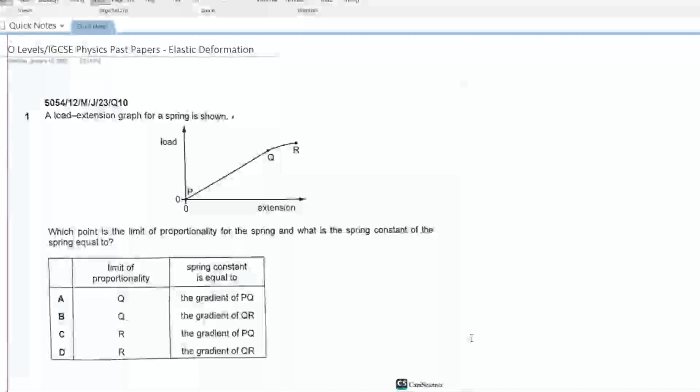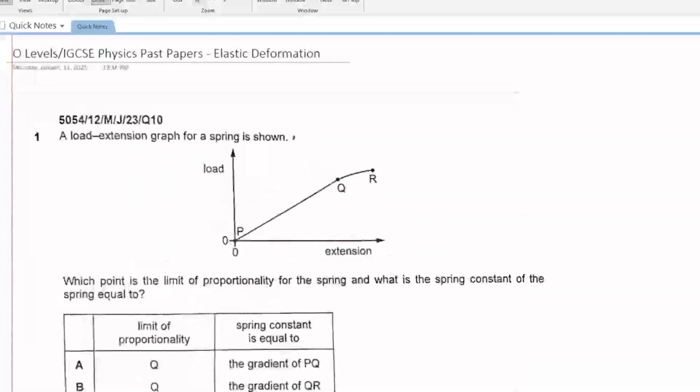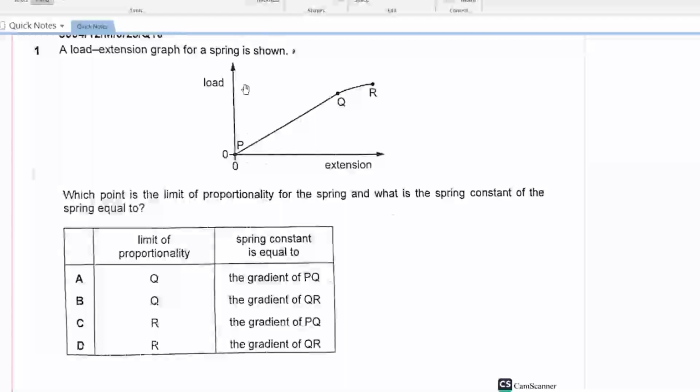Okay, so let's start with O levels and IGCSE physics past papers for elastic deformation. Let's see question number one. A load extension graph for a spring is shown. Which point is the limit of proportionality for the spring and what is the spring constant of the spring equal to? Can you see this point Q?